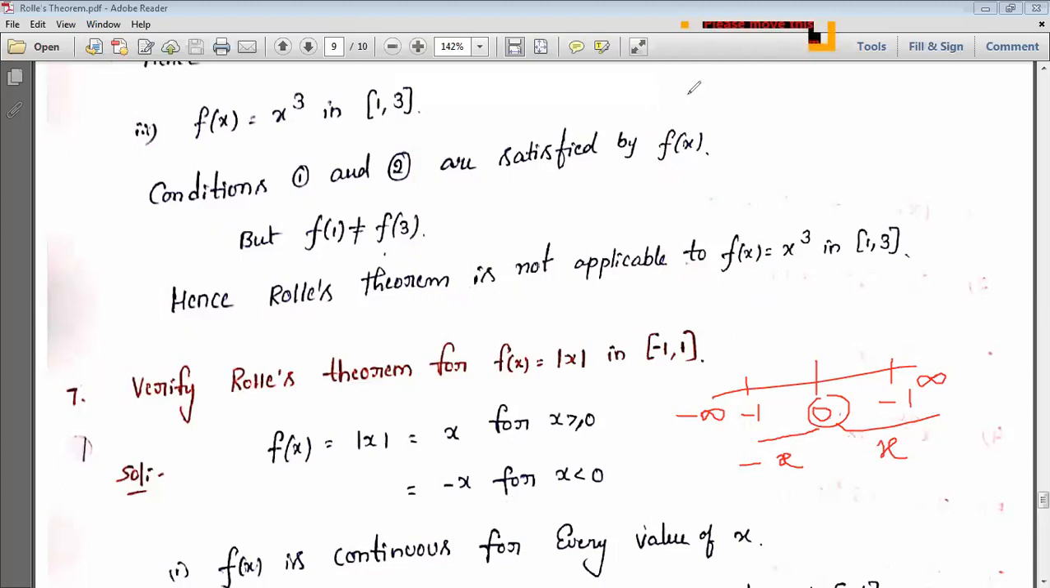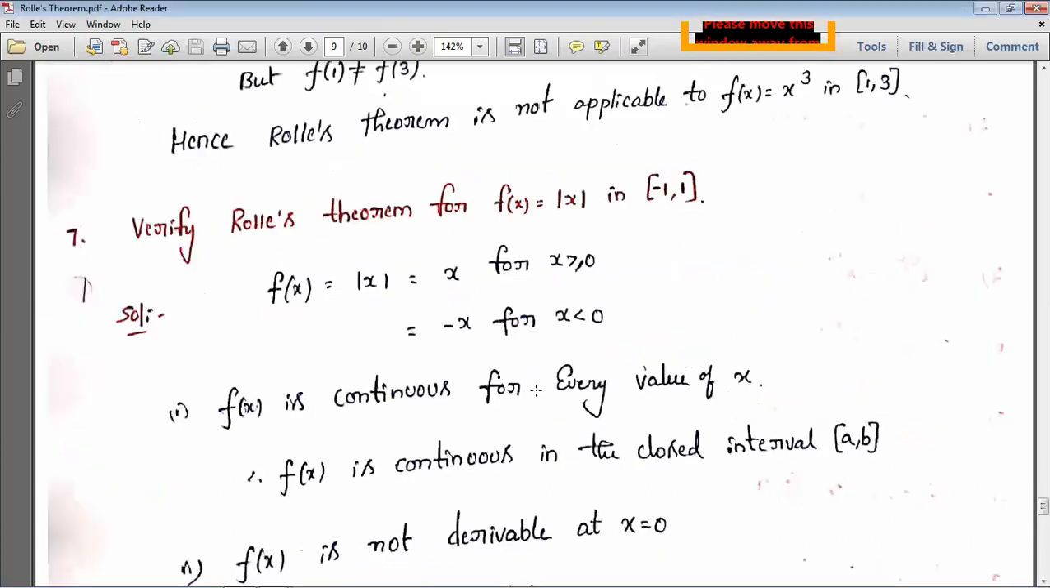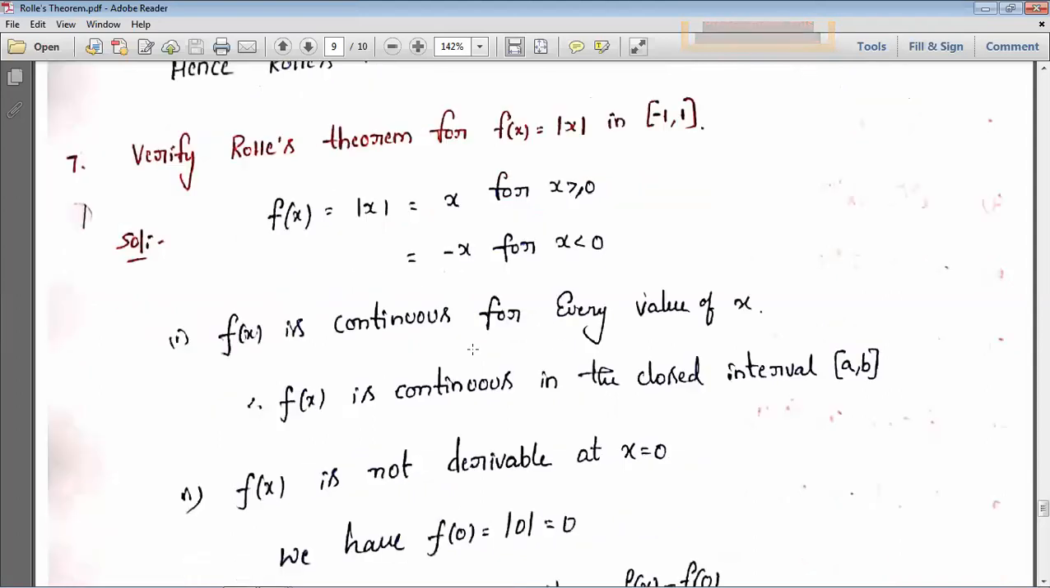Now coming to this, f of x is continuous for every value of x. We can substitute any value in the interval. If I substitute 0, I get 0 only, so that is continuous. But f of x is not derivable at x is equal to 0. Why? That we need to show here.